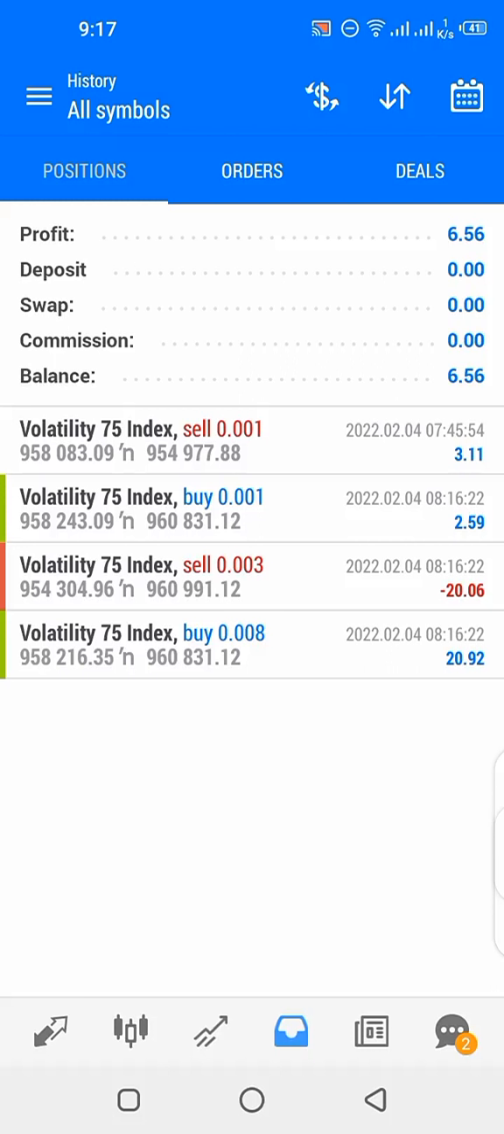You can see the profit. The first $3.11 was the first profit at the beginning of the trade session, and look at how the break even happened. Okay, ending up with $6.56 at the end of the trade session.